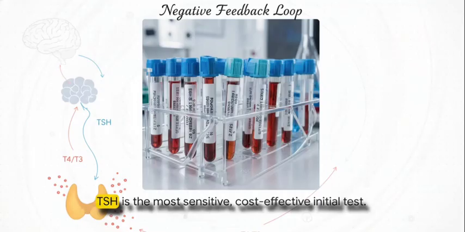Across all these different presentations, Harrison's emphasizes one absolute golden rule in endocrinology, the TSH first approach. Because of that exquisite negative feedback loop we discussed, even microscopic, subtle changes in circulating thyroid hormone cause massive, highly detectable changes in TSH. It is hands down the single most sensitive, cost-effective initial test you can run before you ever reach for complex imaging.